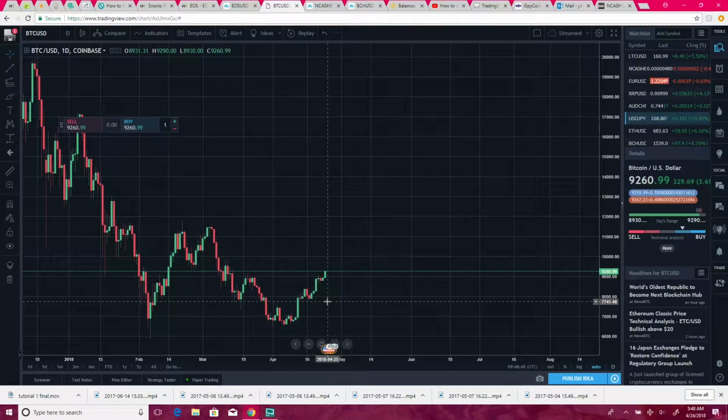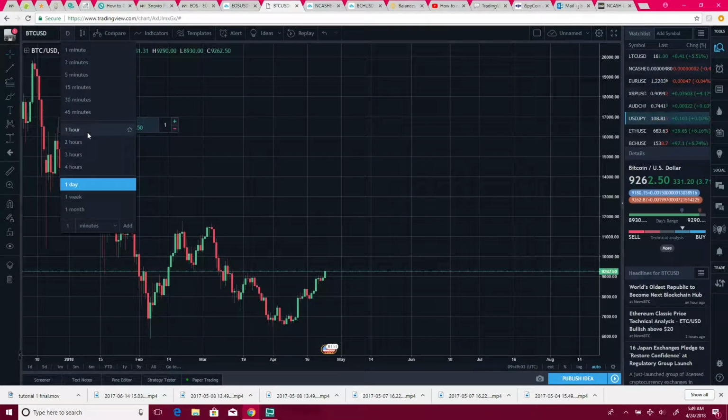And if you look down here at the bottom, you can see the date for each candlestick as I scroll over them. You guys see that? April 21st, April 20th, April 19th, April 18th, April 17th.